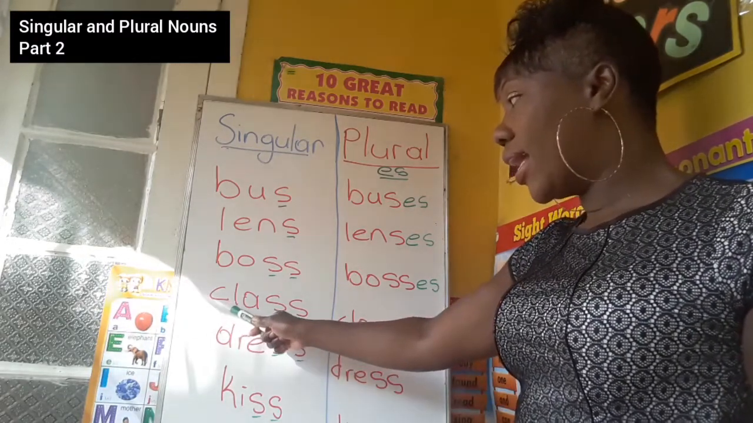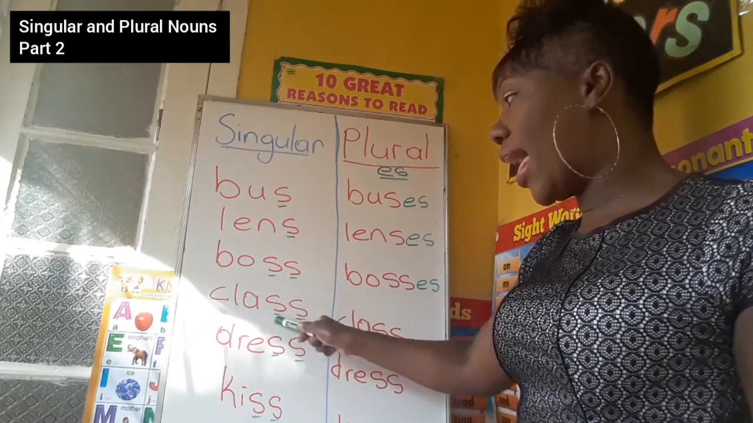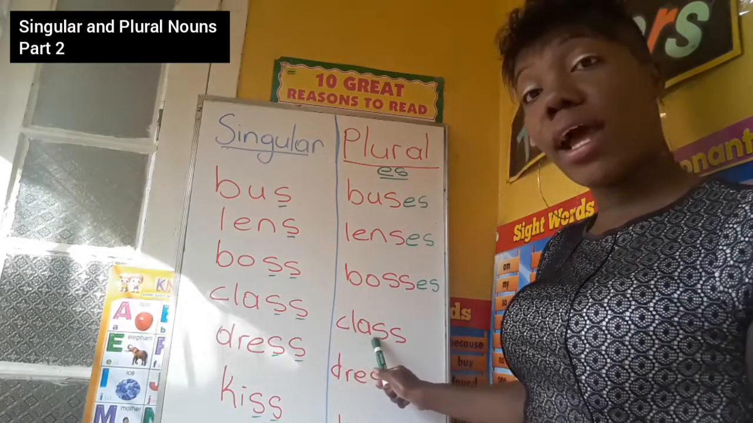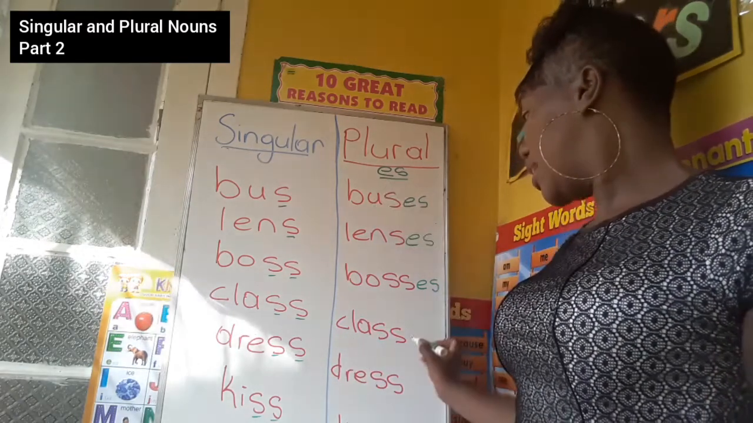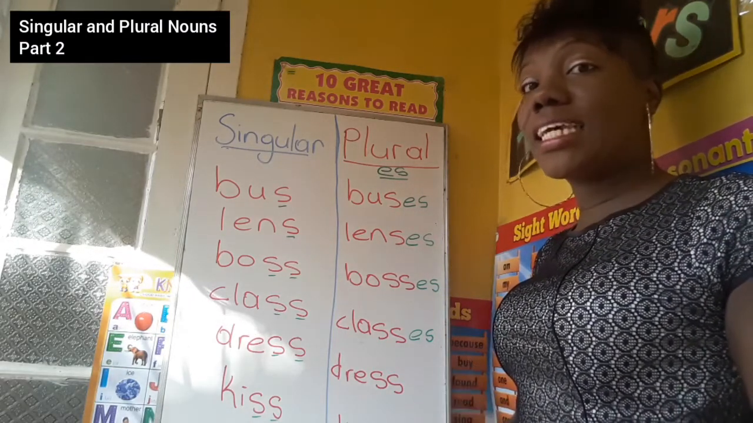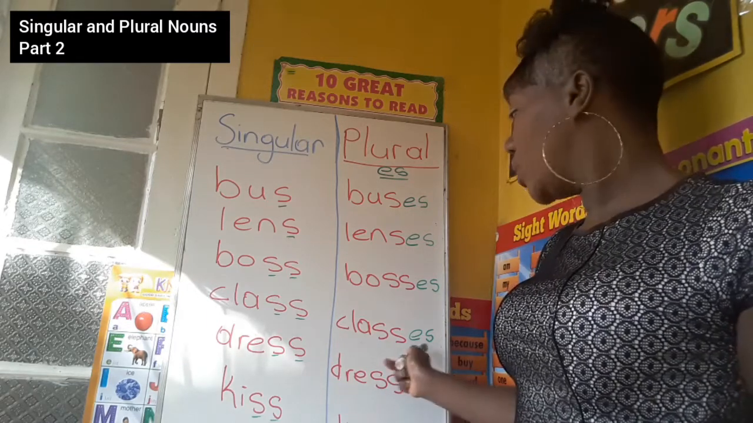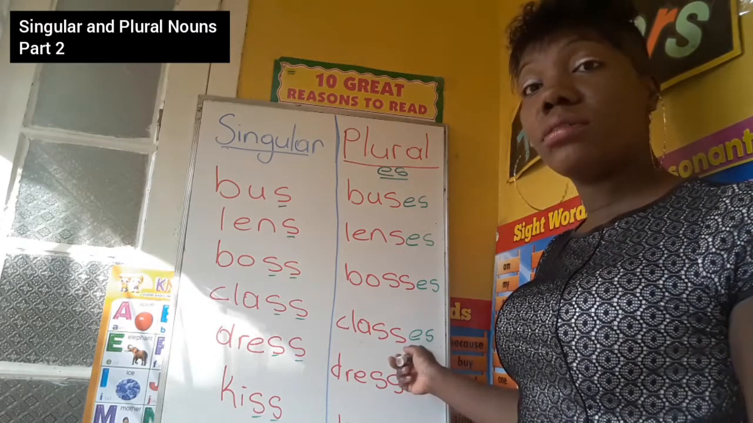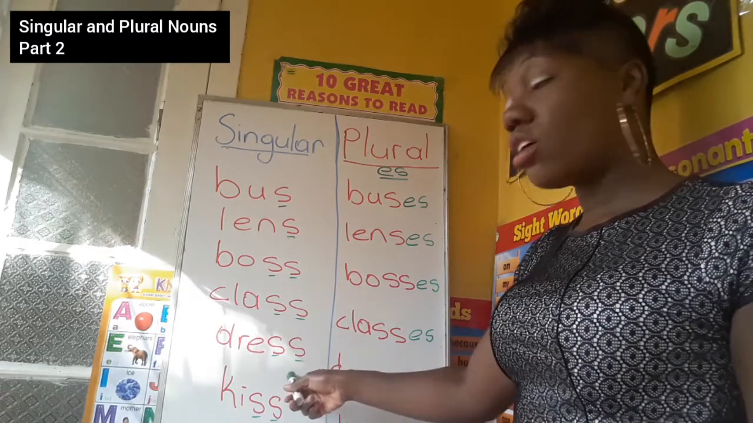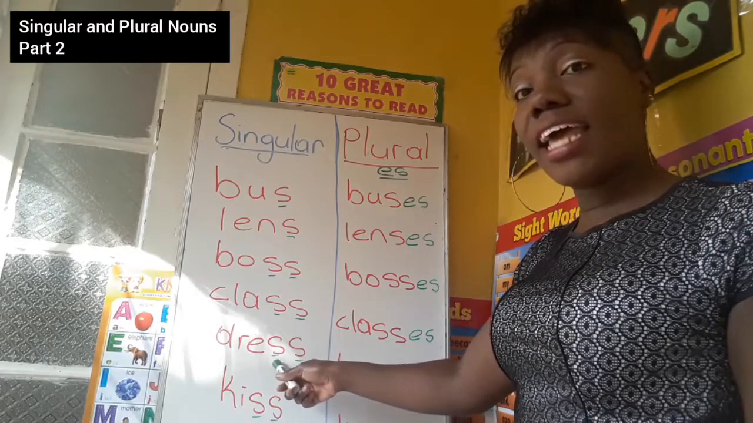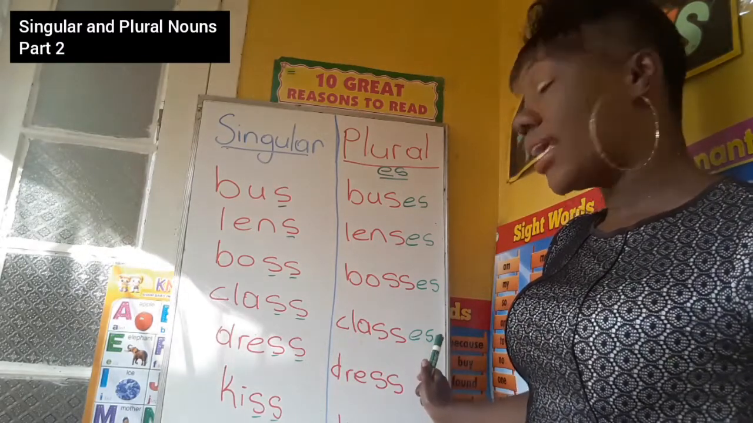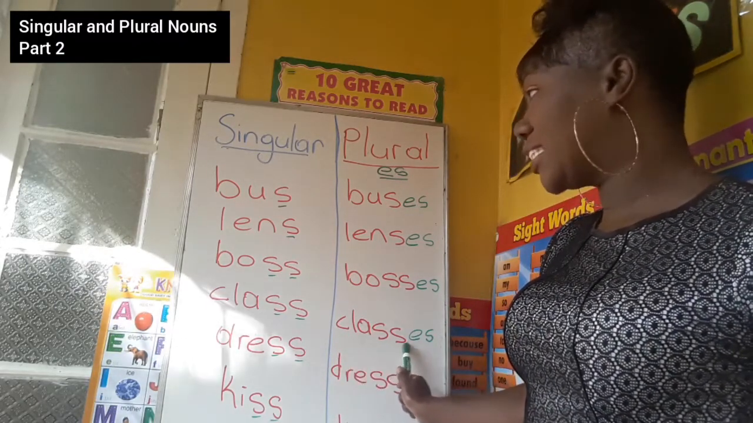This is the word class. Class, ending with two S's. To make class plural, we add ES, and it is now classes. And why did we add ES and not just S alone? Very good, because it ends with two S's. So singular nouns that end with two S's, to make them plural, you add ES. So it is now classes.